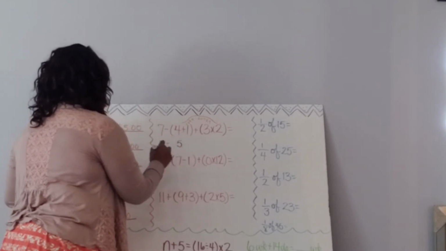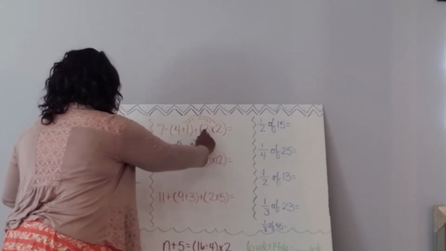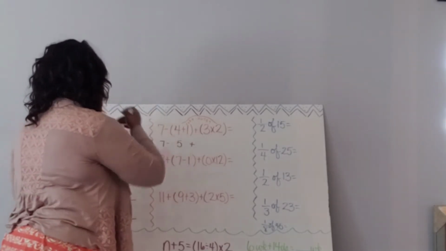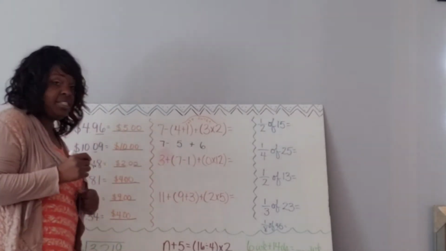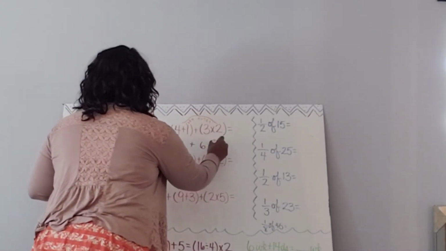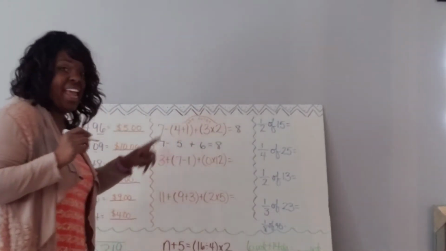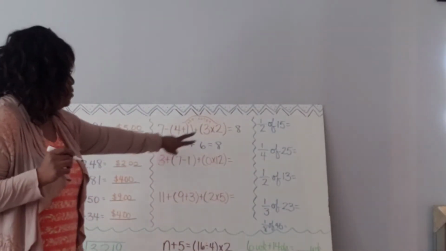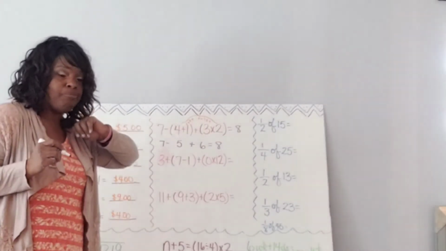You write that underneath. Then you bring down the plus sign, and then you do the parentheses here. 3 times 2, 6. Very good. So 7 minus 5 plus 6. Super duper job. It is 8. Very good. So that's what you would put. 7 minus 5 plus 6 equals 8, and you put it in your blanks.